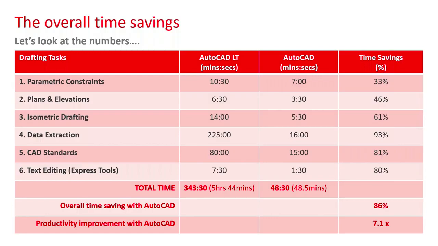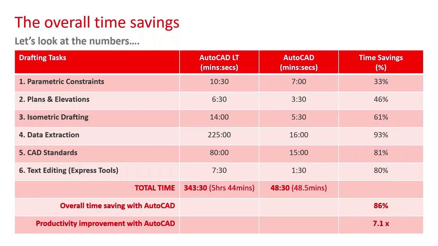And then what we did was we logged the time against each of them in minutes and seconds. And there's the time savings, which is the ones that you've seen on the slides and on the videos so far. So to give you a rough idea, performing those 6 tasks in AutoCAD LT, roughly speaking, obviously with disclaimers, is 5 hours, 44 minutes. If you did that in AutoCAD, it takes 48.5 minutes. And that's that 86% time saving that we talked about earlier.